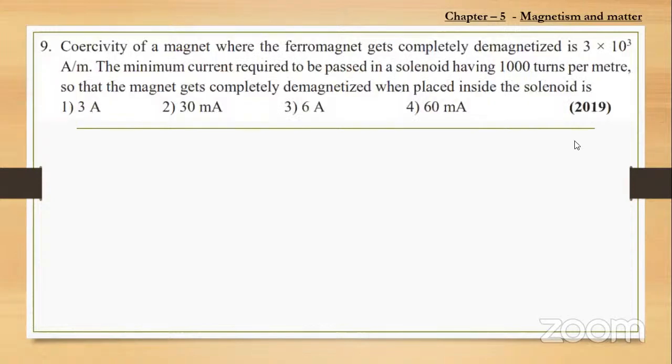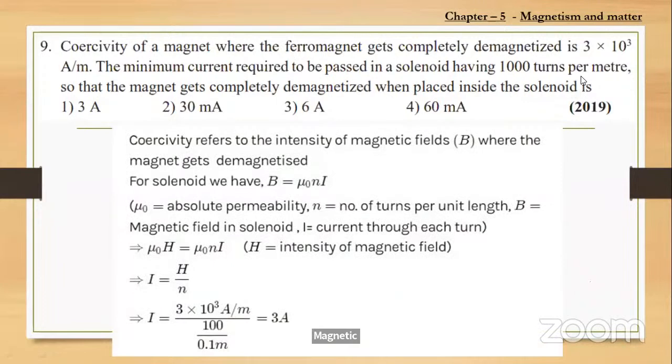Okay, come to the next question. Coercivity of a magnet whose ferromagnet gets completely demagnetized is 3 into 10 power of 3 amps per meter. So what is the minimum current required to be passed in a solenoid having 1,000 turns per meter, so that the magnet gets completely demagnetized when placed inside the solenoid? What could be the minimum current required to overcome this magnetization?